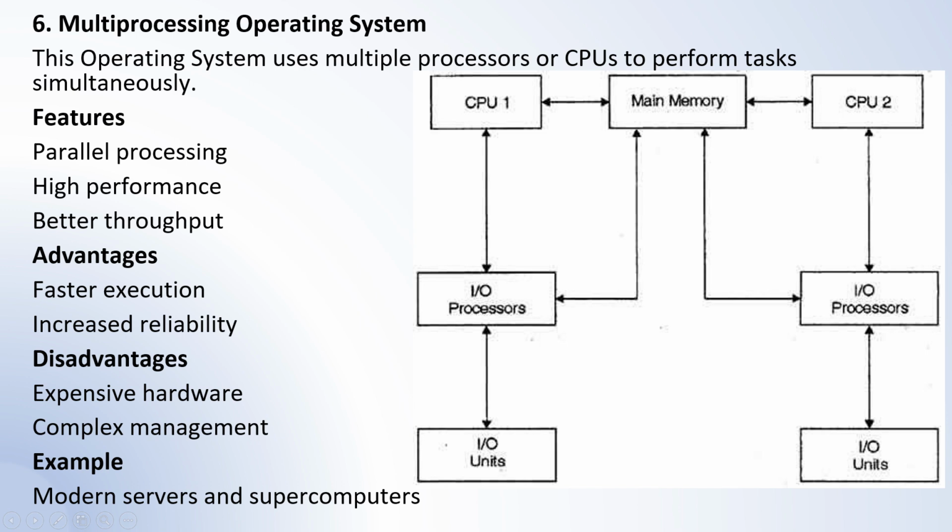Advantages: faster processing, better multitasking, high throughput. Disadvantages: expensive hardware, complex system management. Applications: supercomputers, gaming systems, modern servers. A real-life example is modern gaming PCs using multiple cores to run games, streaming, and applications together. So these are the first 6 types of operating systems.